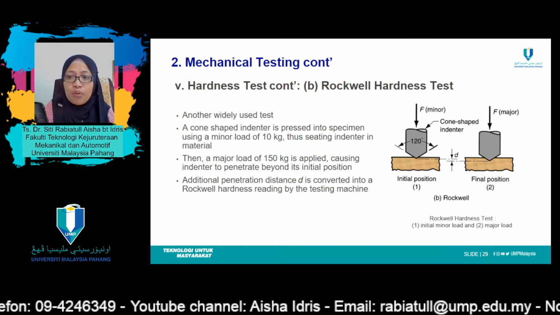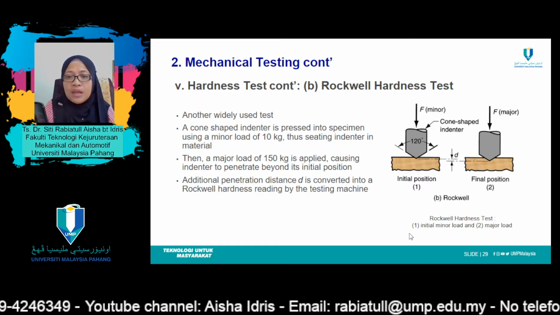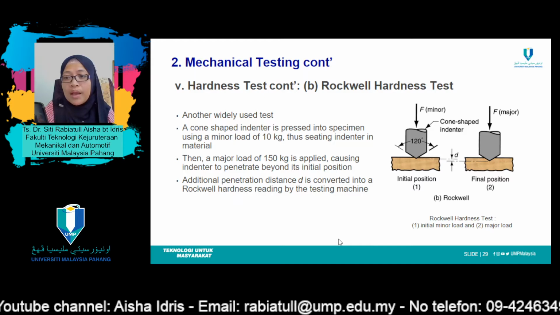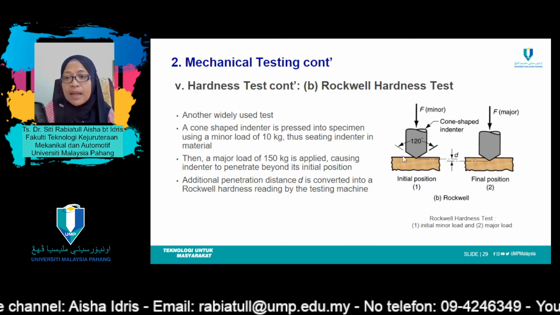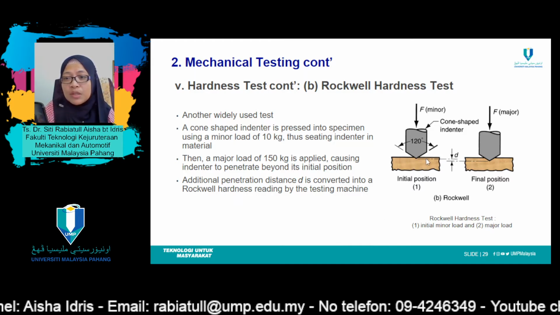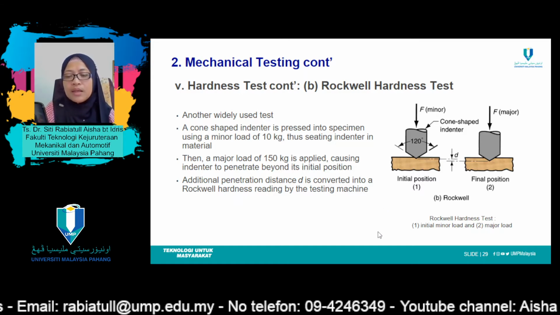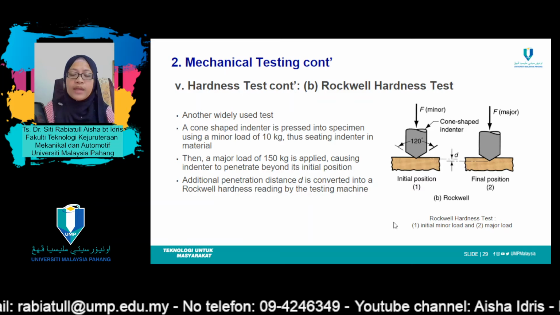Number 2 is Rockwell hardness testing. Instead of a circular indenter just now, for Rockwell it has a cone shape indenter that presses into the specimen, then the value of hardness is calculated based on the size of that cone shape.